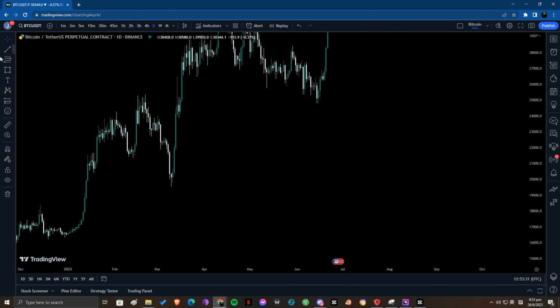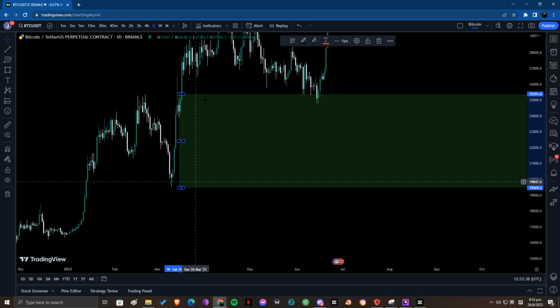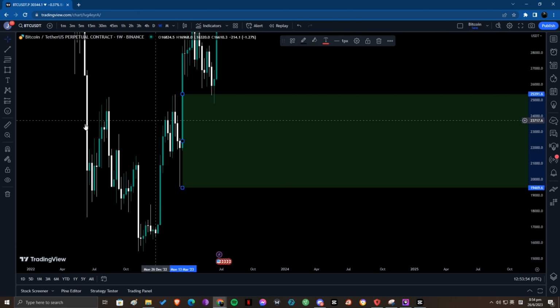Now, I would instead use this entire zone as my order block. And you might say I'm crazy. How is this entire zone an order block? Well, the market is fractal. I'm not sure if you've heard of this word before, but in a future video, we're going to discuss exactly what fractals are. But if we go to the weekly, would you draw this candle as an order block?